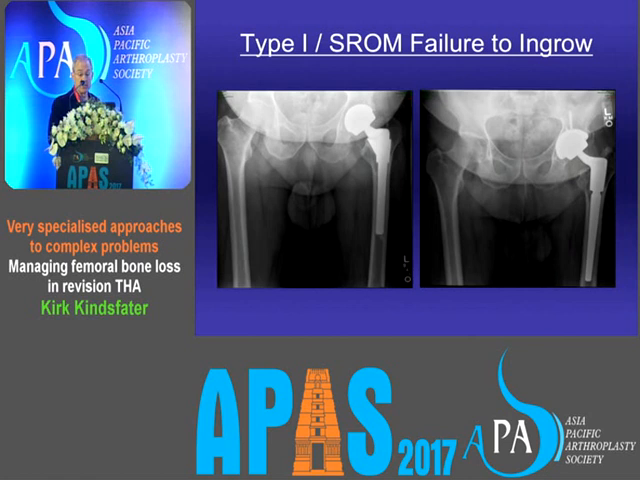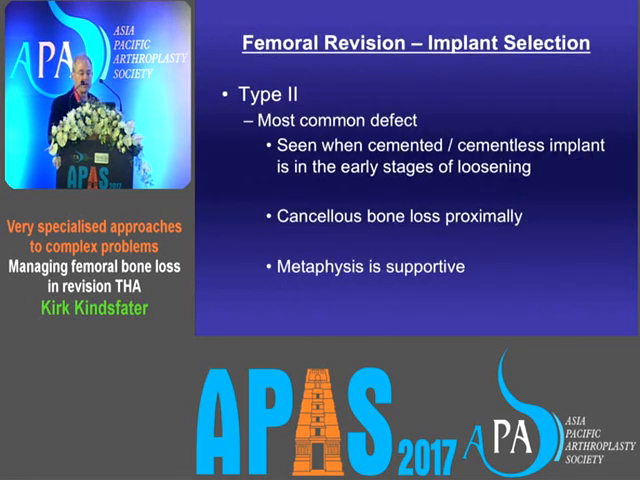Here's another type 1. This is an SROM that I did. It failed to ingrow. I don't know that the ASR had anything to do with that, but I don't have many SROMs that don't ingrow. But since he already failed with proximal ingrowth, I went ahead and put a Wagner type stem in, and again, it's very simple. It's like a primary hip.